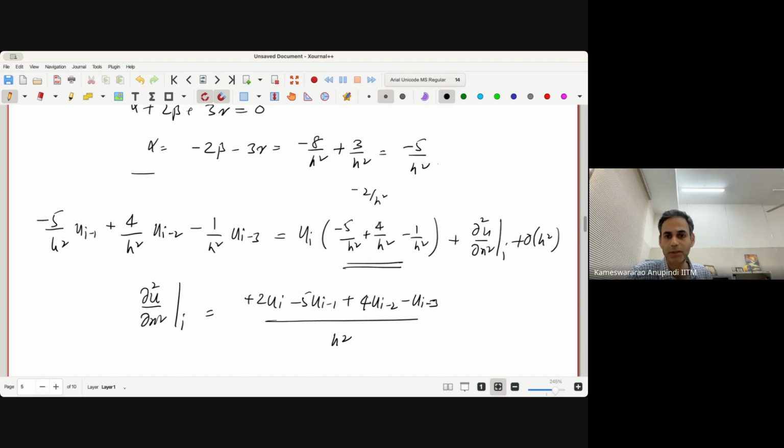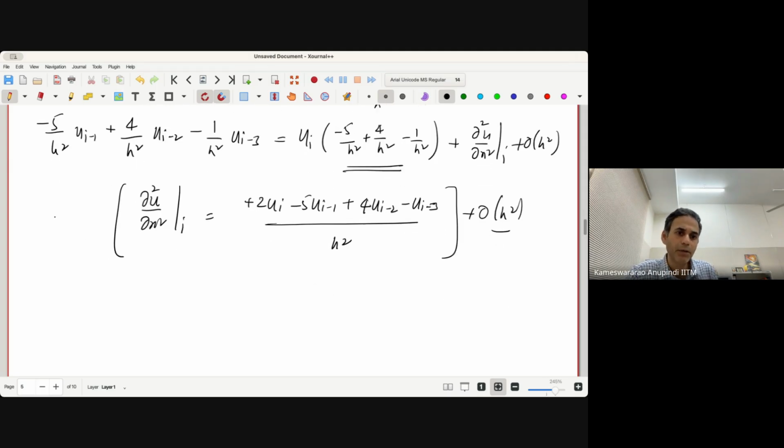Okay, this seems to be correct. 6 minus 3 plus 3. Yeah, I think this seems to be correct. There are no mistakes. Okay, so this is the plus order h square, right? So this is the backward difference formula. So this is backward difference for second derivative to second order accuracy.